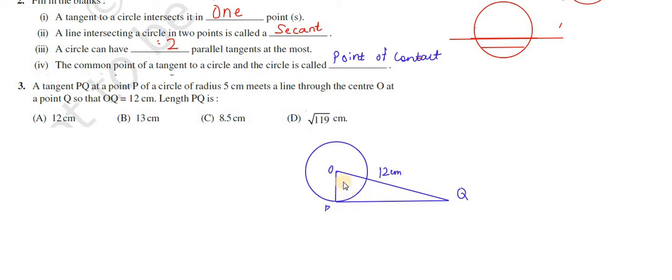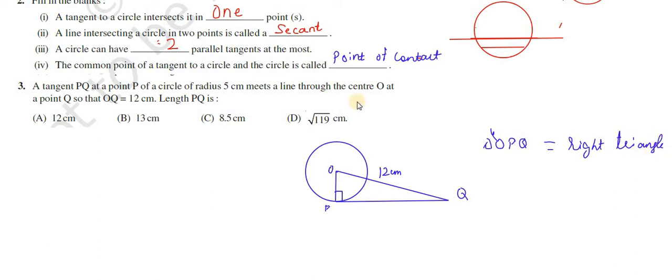Do you know why they gave this problem? Because in theorem 1 what you learnt, any line that is drawn from the center to the tangent is perpendicular. To recall this concept they gave this. So if it is perpendicular, then what type of triangle is OPQ? Triangle OPQ is a right triangle.